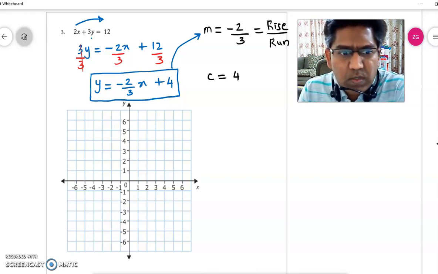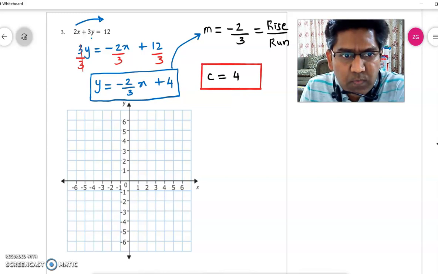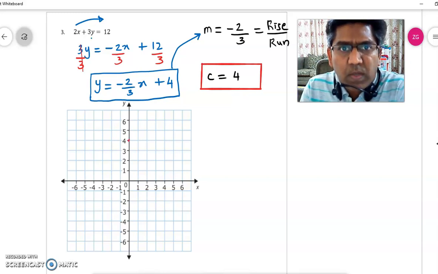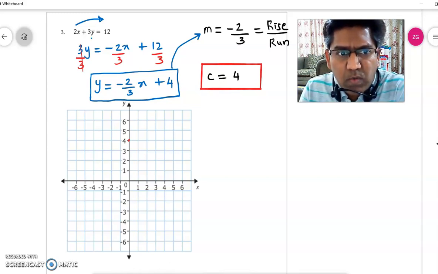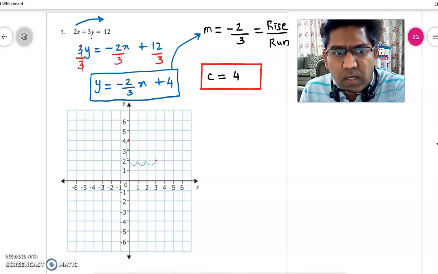So start with y-intercept. Y-intercept is 4. So first step is to locate your y-intercept. So you locate your y-intercept 4. Now from this point we need to do the rise over run. Your rise is minus 2. So you have to come down 2 steps because it is negative, and you run by 3 steps. So 1, 2 and 3. So you reach here. So this is your second point. So when you join these 2 points, you will get your required graph.